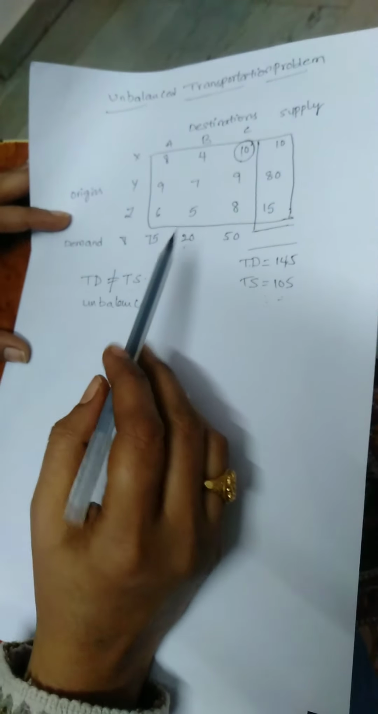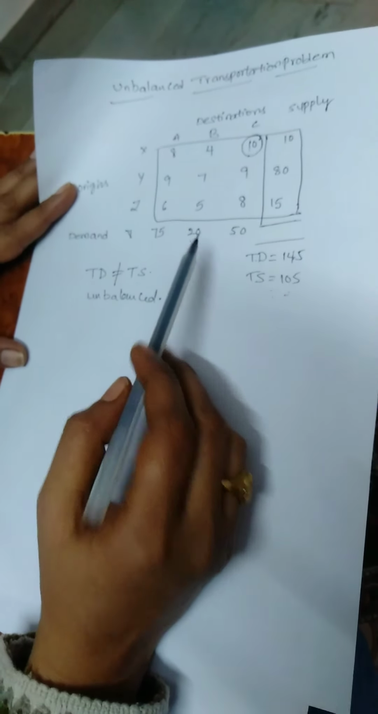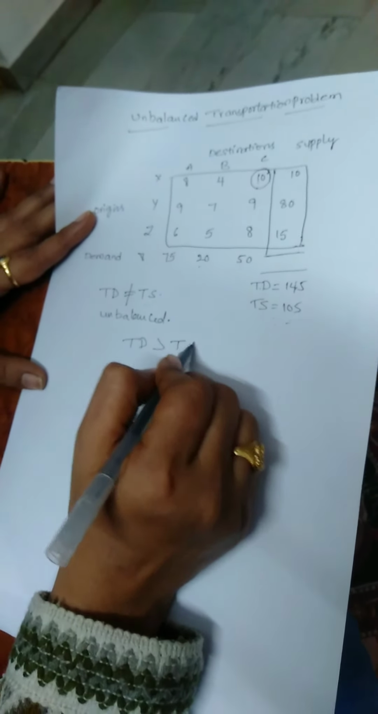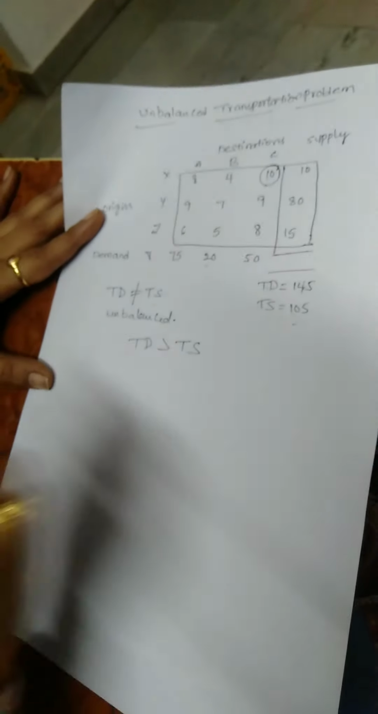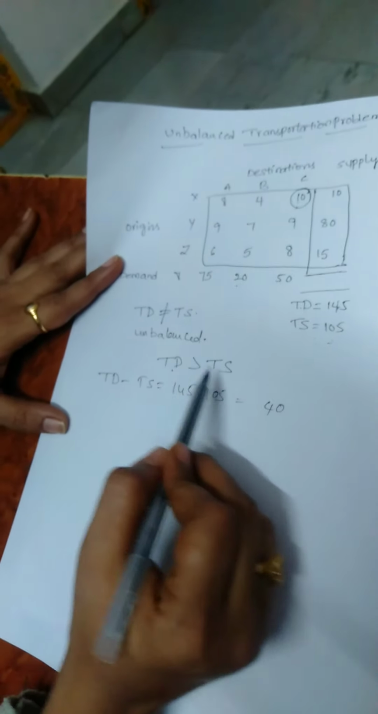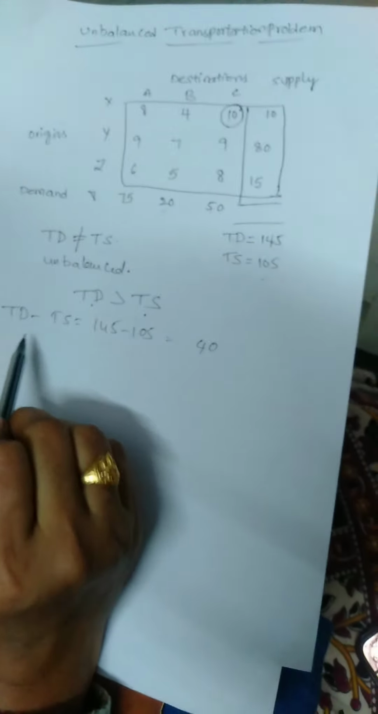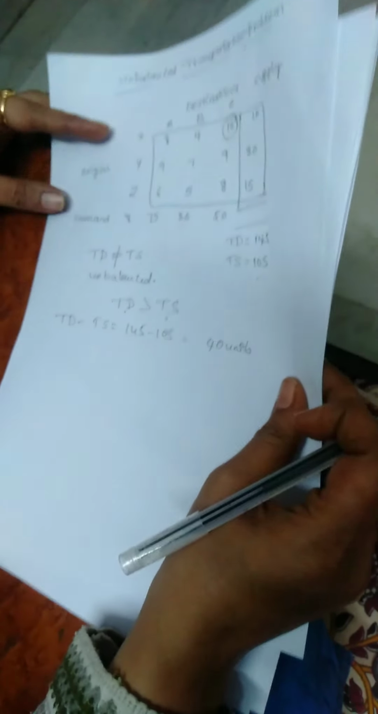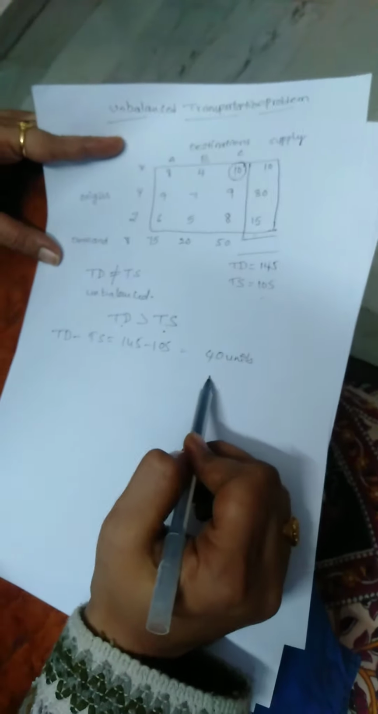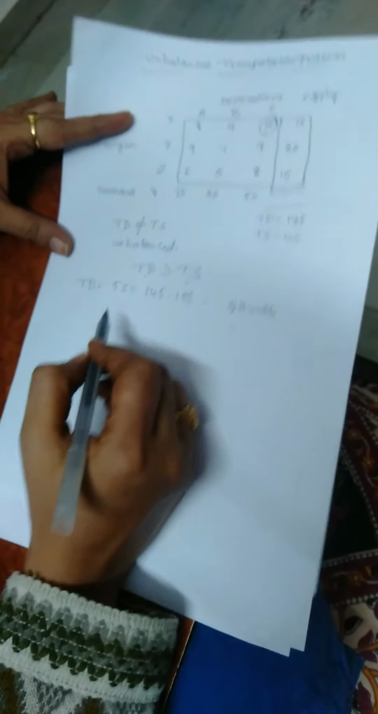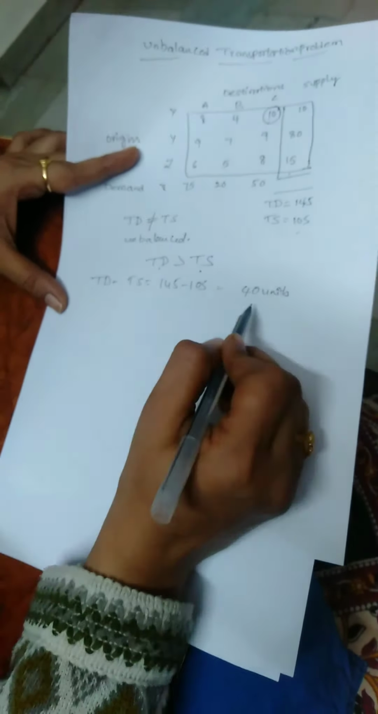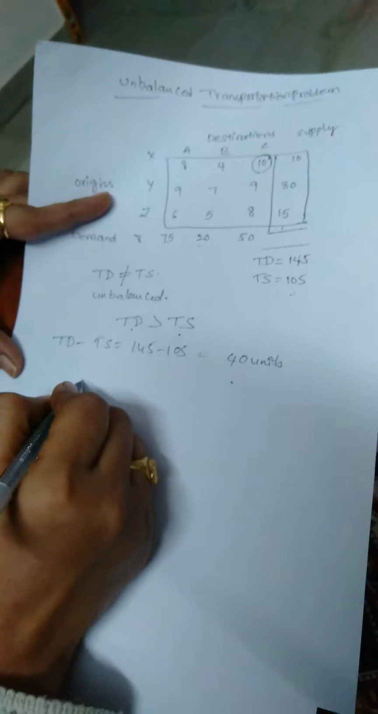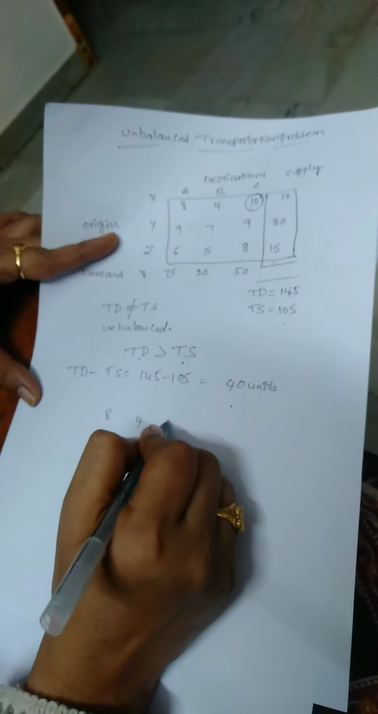Now let us see how to make this unbalanced into a balanced transportation problem. So here total demand is greater than total supply, and the difference is 40 units. So total supply is lesser here by 40 units. Therefore let us add one more row with cost as 0 and units as 40.